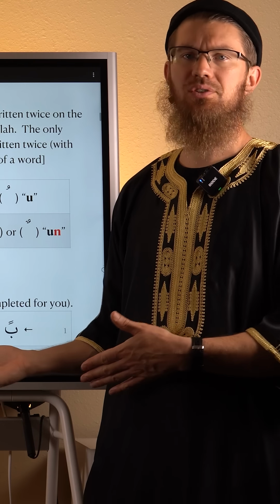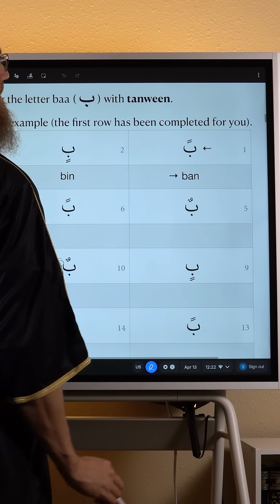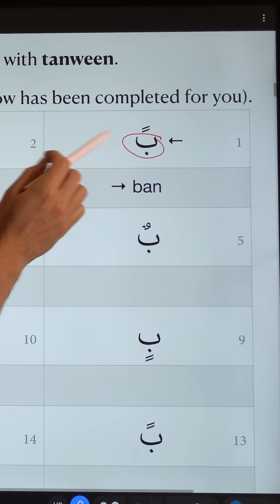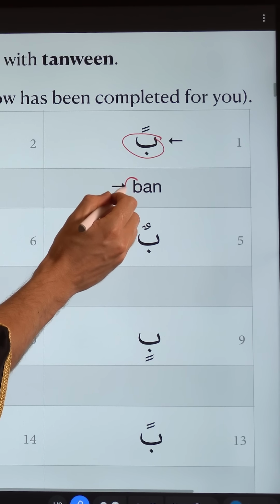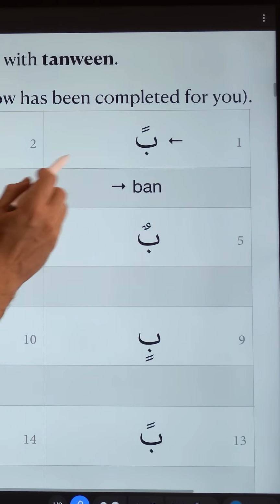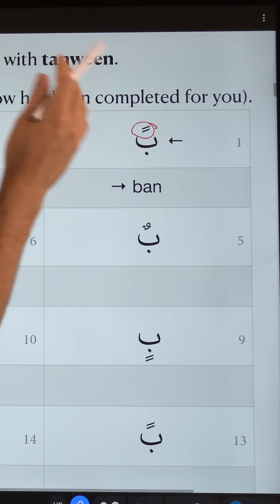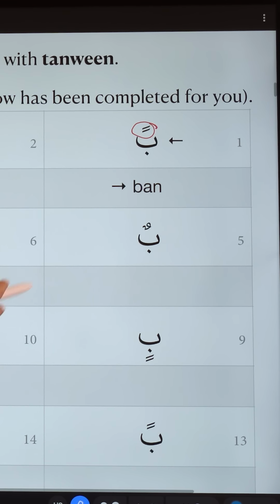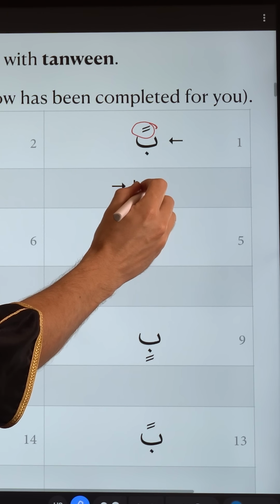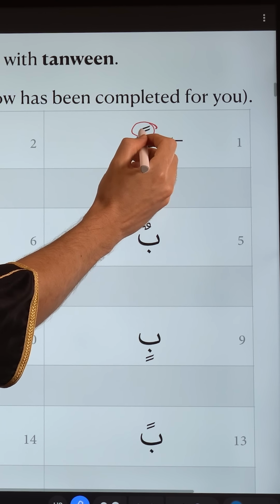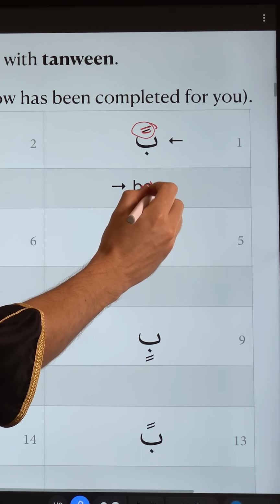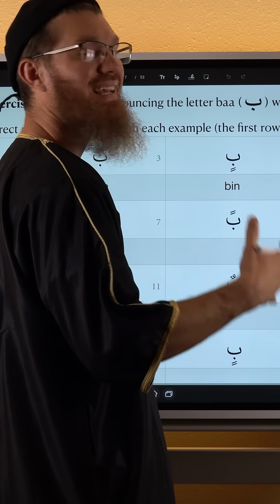So if we go to the exercise, we're going to go to number 1. And step 1 is identifying the letter. The letter is, of course, the letter ba, which is represented by the English B. Step number 2 is identifying the haraka. And here we see that there are two of the same haraka. Which haraka is this? This is the fatha, which sounds like the letter A. So we write down an A for the first fatha, but because there's a second fatha, we're going to write an N for the second one, because this is tanween.